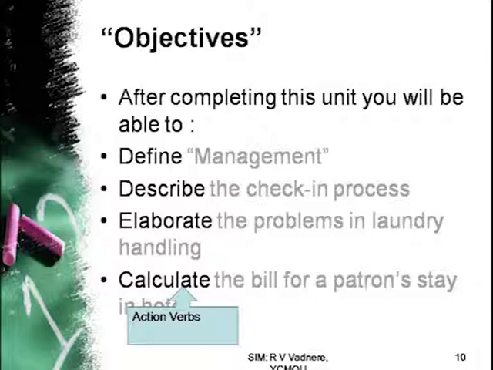There are some verbs which relate to actions and some verbs which do not. So, these are the action verbs. When you say define, you will have to do some activity. When we say describe, you will have to do some activity of describing something. If I say elaborate something, then you have to do an activity of elaboration. But there are certain other verbs which are not action verbs. I will give you an example of a non-actionable verb: understand. Understand is something which happens in your mind.